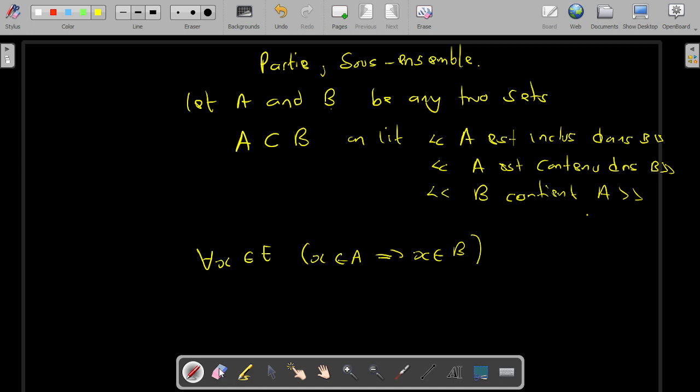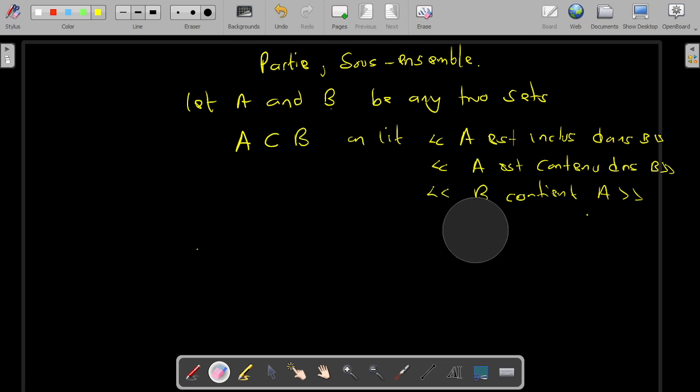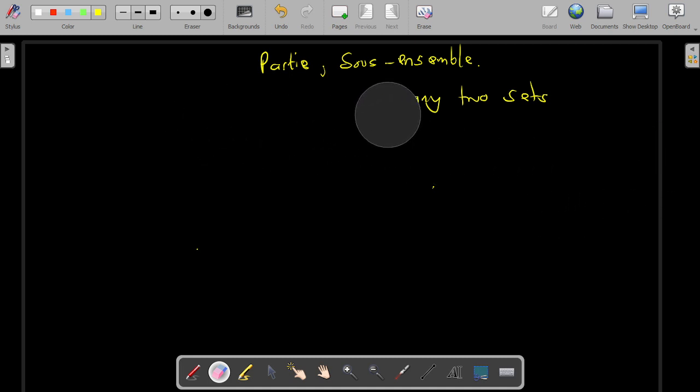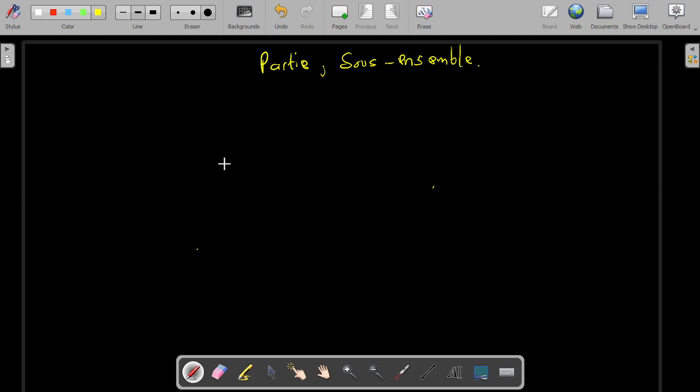Now, I hope you remember the fundamental examples of the sets that we talked about: the set of natural numbers, the set of integers, the set of rational numbers, the set of real numbers, and the set of complex numbers. When we come to the idea of subsets, the set of natural numbers is a subset of the set of integers, and the set of integers is a subset of the set of rational numbers, which is a subset of the set of real numbers, which is in turn a subset of the set of complex numbers.